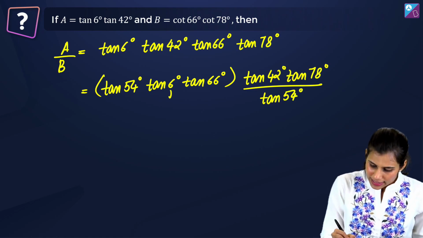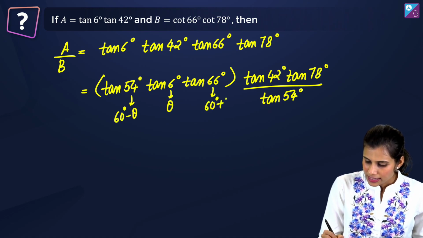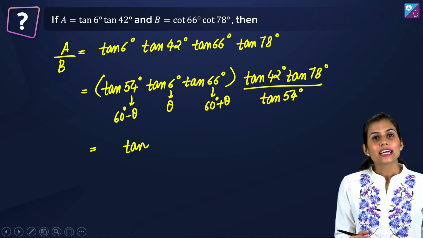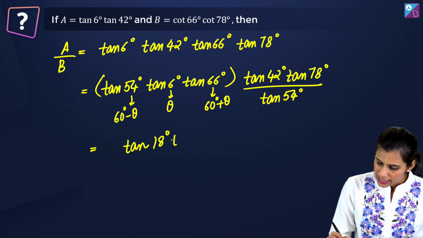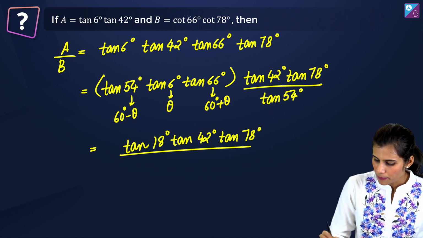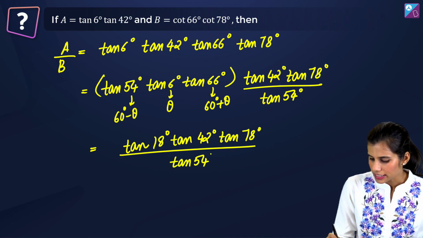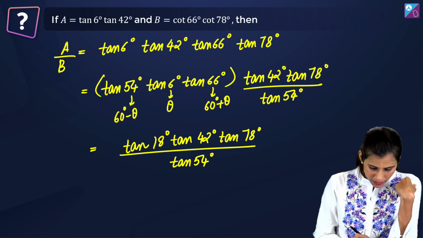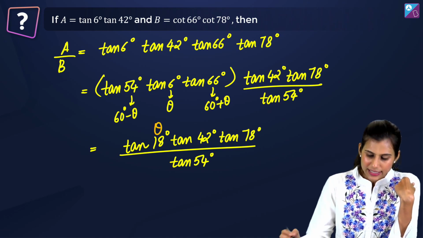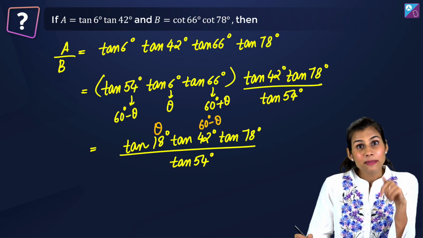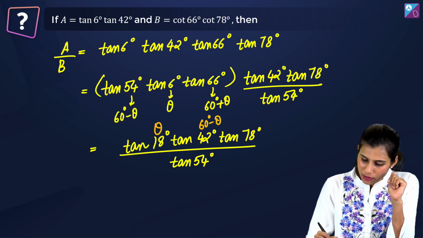Right? So what is this? This is tan theta, tan 60 minus theta, tan 60 plus theta. This is the same as tan of 3 theta. So 3 times 6 is 18 degrees. Next is tan 42 degrees, next is tan 78 degrees upon tan 54 degrees. Again, let's do the same thing. If I consider 18 degrees to be theta, then 60 minus theta will be 42, and 60 plus theta, that means 60 plus 18, will be 78.